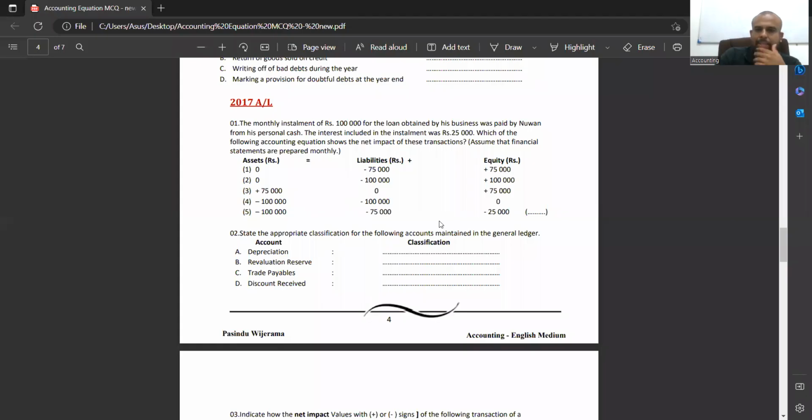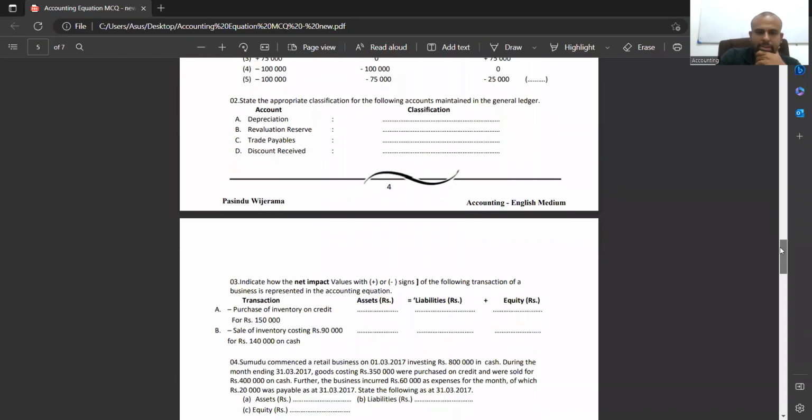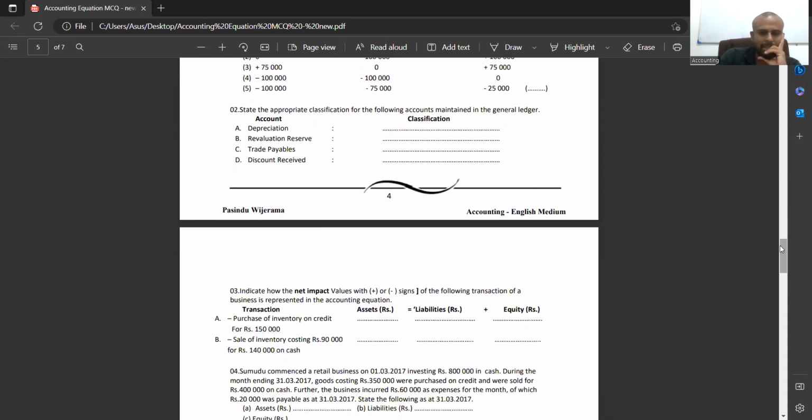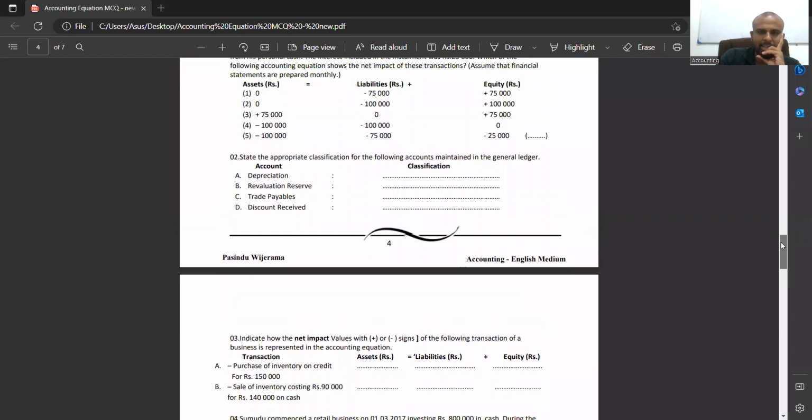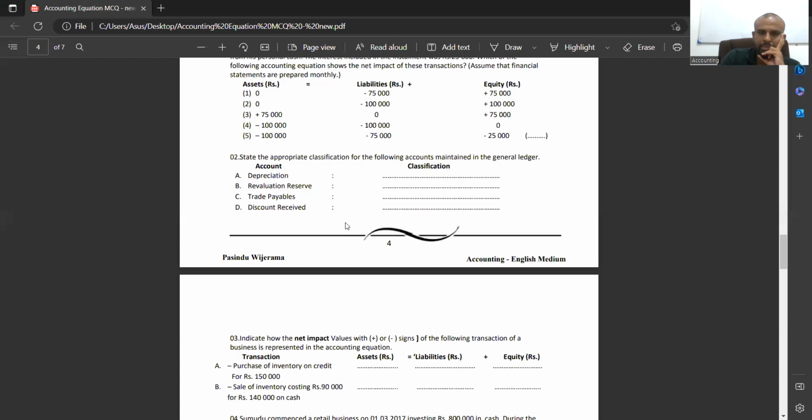Yes. Right. What is next? State which one was the correct answer. Equity increases, yeah. Equity increases. Liability decreases. Equity is increased by 75. So yes, the first one is the correct answer. Right. What is the second one?